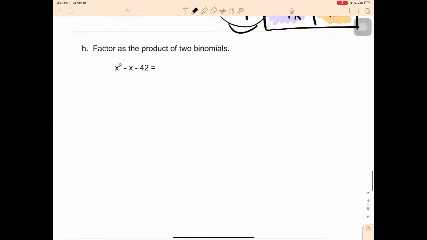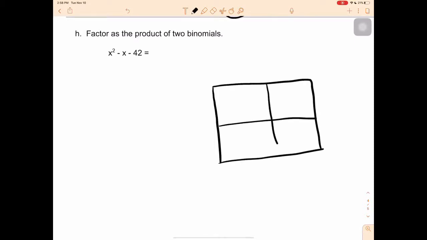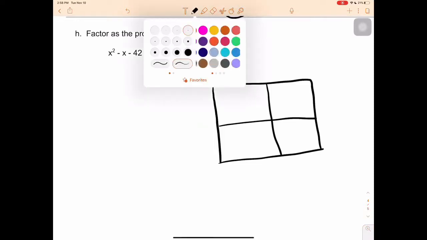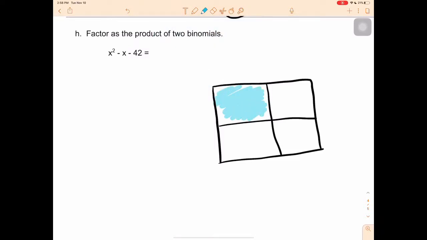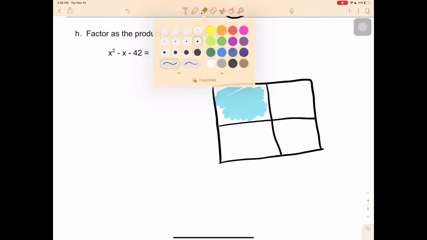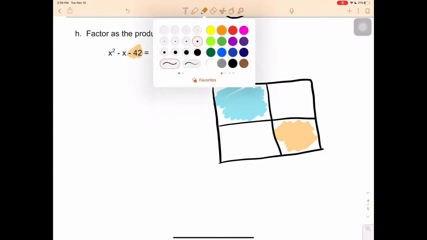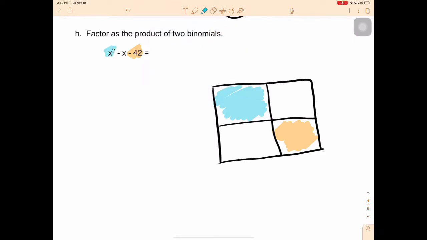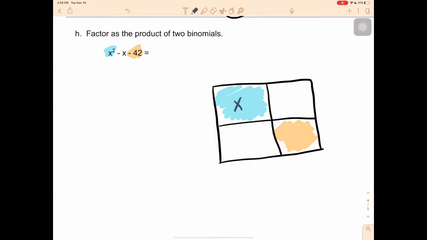Okay, here it says again, factor as the product of two binomials. So again, I'm going to go through relatively quickly. I'm going to draw my area model. It does not appear that there are any GCFs there, so we should be pretty good to go. So here in the top left, your x squared. Bottom right, negative 42. I keep forgetting to say the negatives. X squared and negative 42.